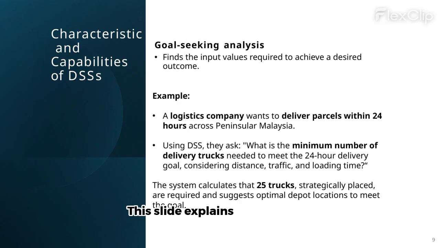This slide explains goal-seeking analysis as a characteristic and capability of DSSs. It details that goal-seeking analysis finds the input values required to achieve a desired outcome. An example illustrates how a logistics company uses DSS to determine the minimum number of delivery trucks needed to meet a 24-hour delivery goal across peninsular Malaysia, considering distance, traffic, and loading time.